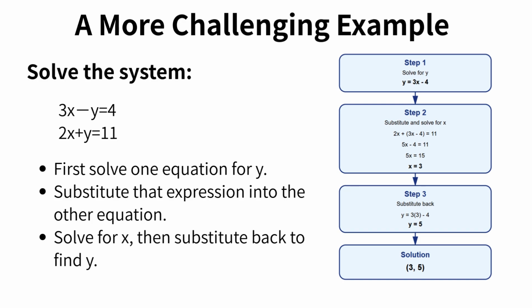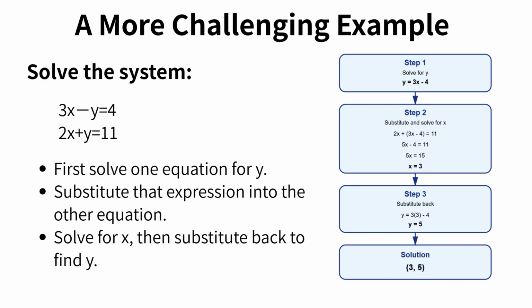Next, we substitute this expression for y into the second equation. So we take 2x plus, parentheses, 3x minus 4, parentheses, equals 11. Now we combine like terms. 2x plus 3x is 5x. So we get 5x minus 4 equals 11. Add 4 to both sides to get 5x equals 15, and then divide by 5 to find x equals 3.